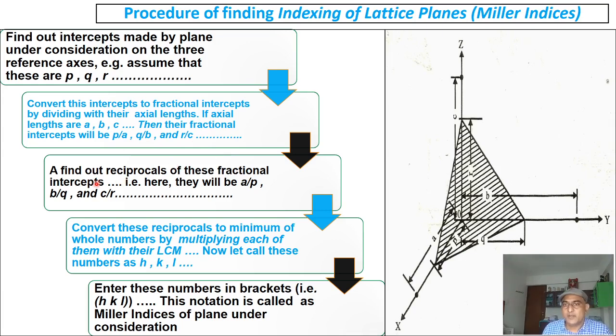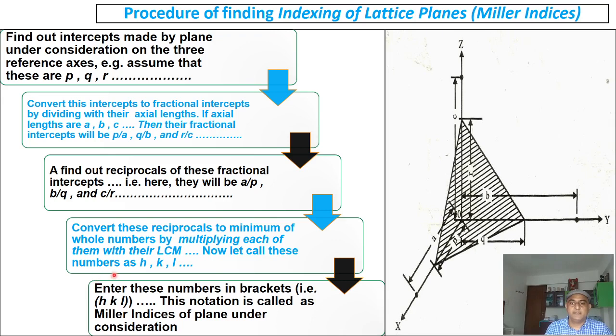Then what do we have to find out? We have to find out the reciprocals of these fractional intercepts. That is, p by a is made reciprocal, a by p. Okay. Then convert these reciprocals to the minimum whole numbers by multiplying each of them by their LCM.